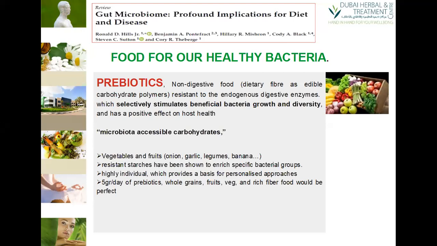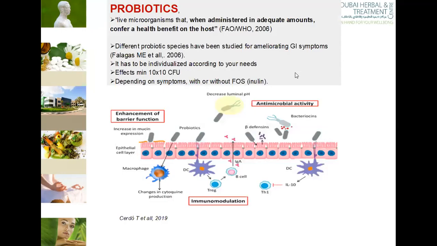That's why when we are having some diarrhea, people tell you, eat some rice or some potato. Why? Because of this reason. And I recommend eating more than 5 grams a day of fiber from whole grains, fruits and vegetables, because they can increase the fermentation in your gut. Probiotics, the same, have to be individualized for each person, according to your needs.